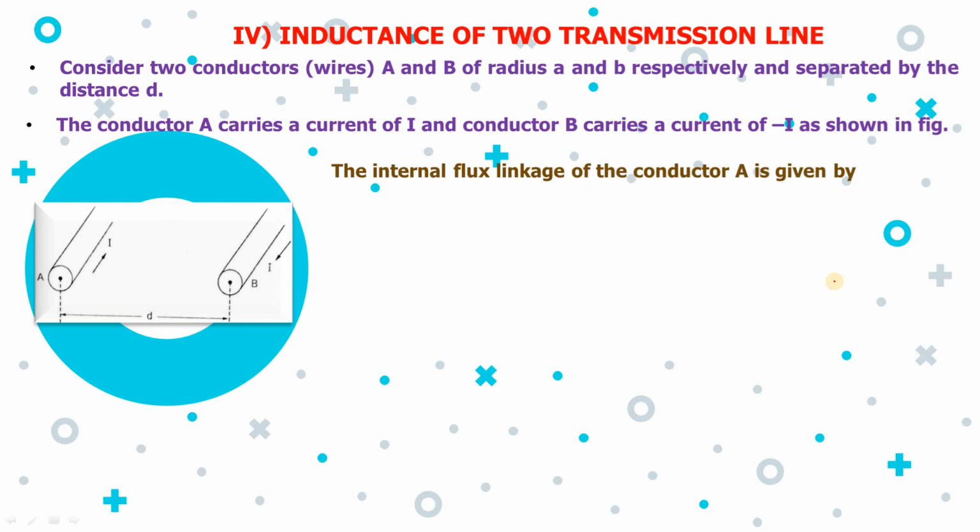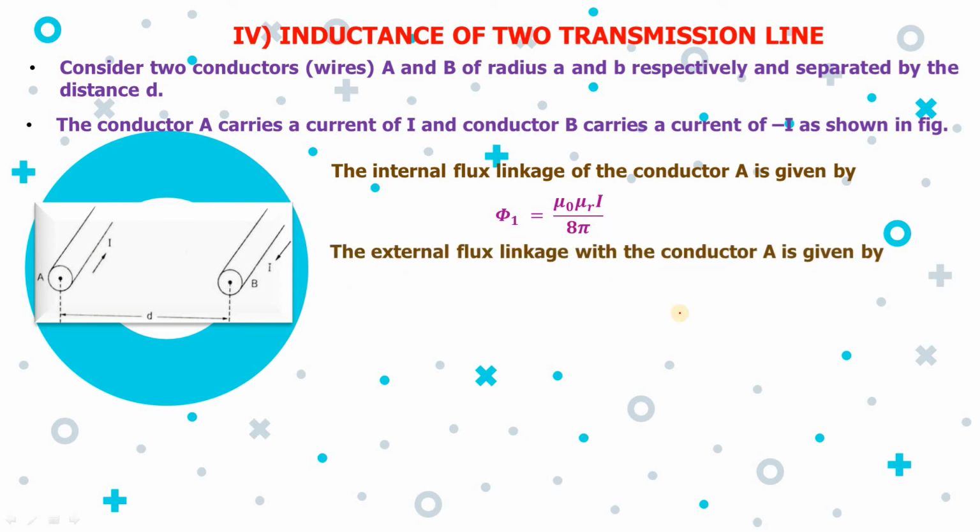Now, you need to find out the internal flux linkage of conductor A. The internal flux linkage of the conductor A is given by phi 1 is equal to mu naught mu r I by 8 pi. How does it come? It comes from the previous derivation only. Previously we discussed the coaxial cable, and the same concept can be applied here also. Therefore phi 1 is equal to mu naught mu r I by 8 pi.